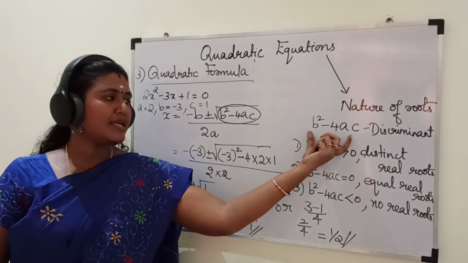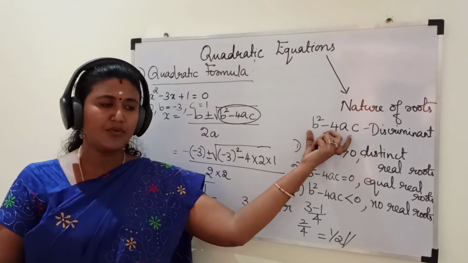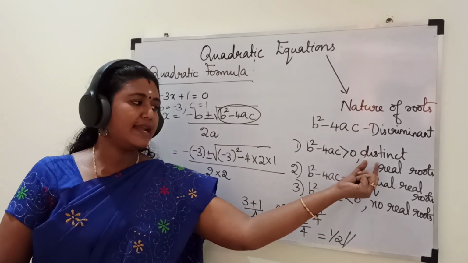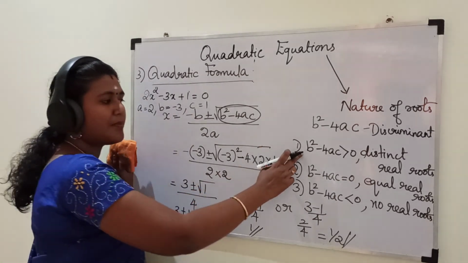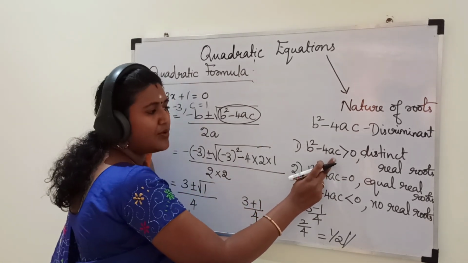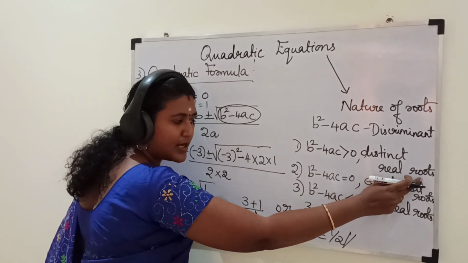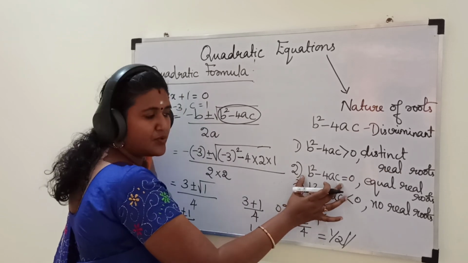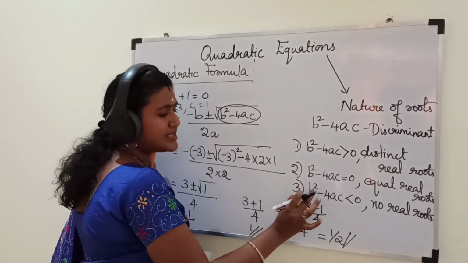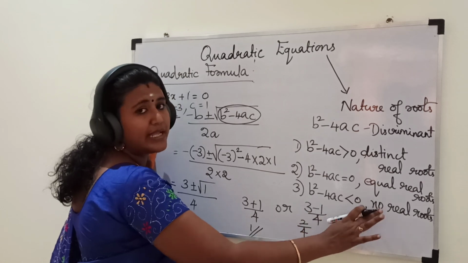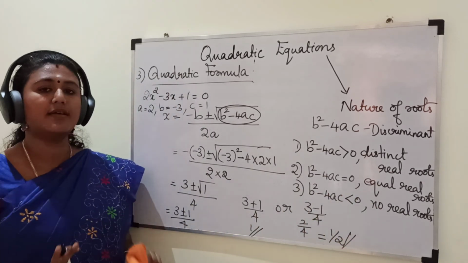So based on the b square minus 4ac value, we can say about the nature of roots. If b square minus 4ac is greater than 0, then you will get distinct real roots. If it is equal to 0, you will get equal real roots. If it is less than 0, then in that case there are no real roots.